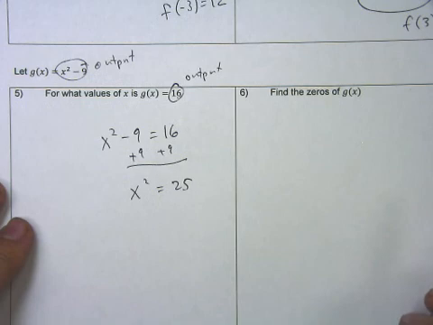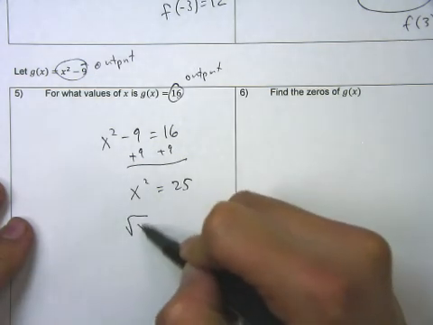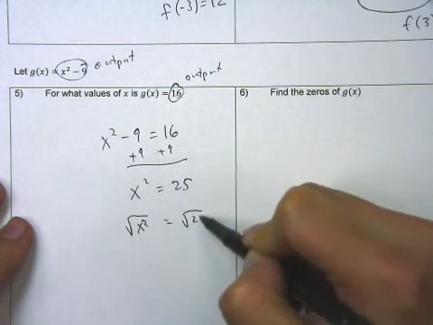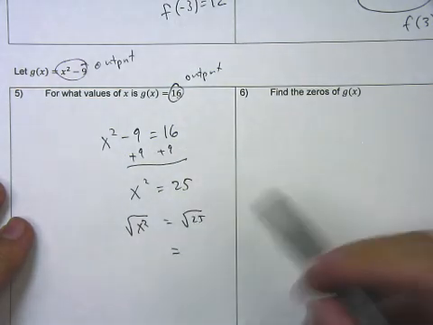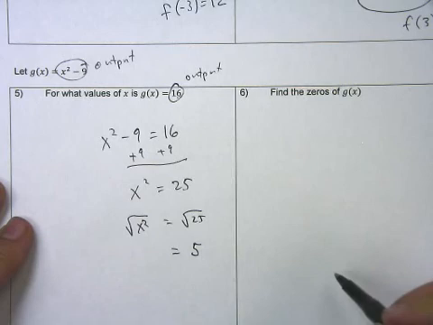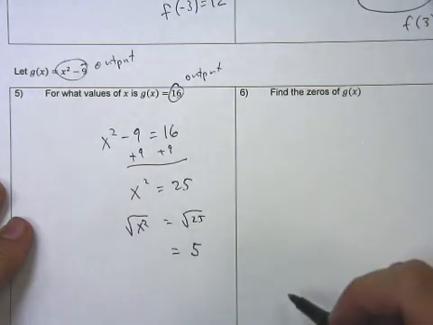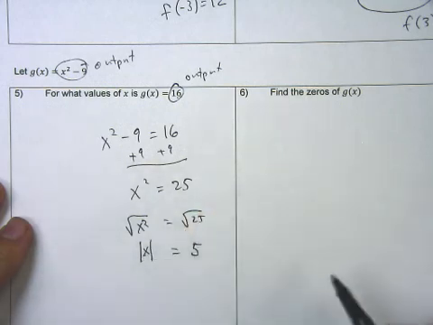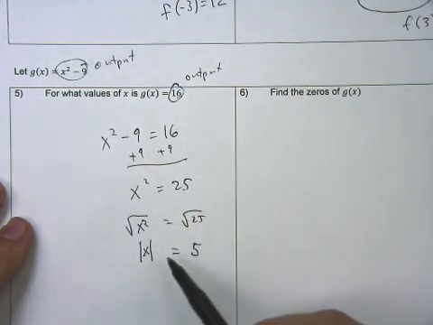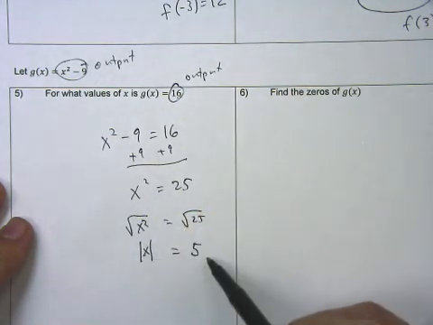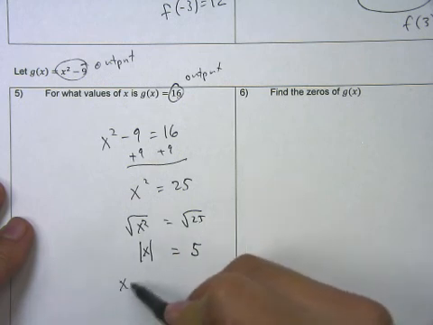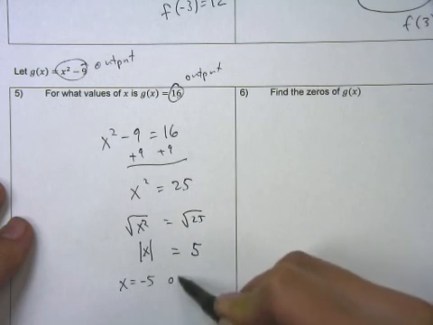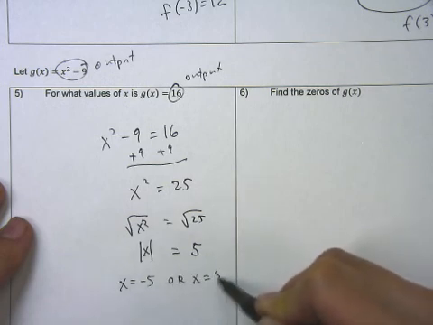All right, well, how would we deal with this? Right? Well, we would take the square root of both sides. So take the square root of x squared and the square root of 25. Let's see, the square root of 25 is 5. What's the square root of x squared? Hopefully you remember that is the absolute value of x. So we end up with this. The absolute value of x is 5. What are the solutions of this? Well, there are two. x could either be equal to negative 5 or x could be equal to 5.